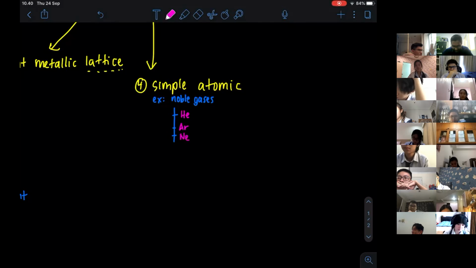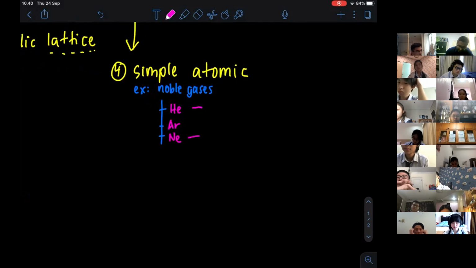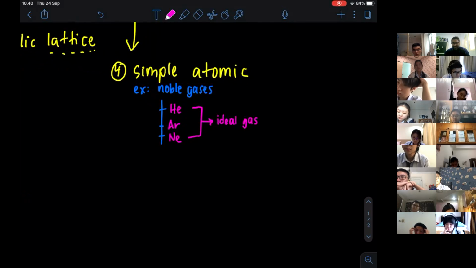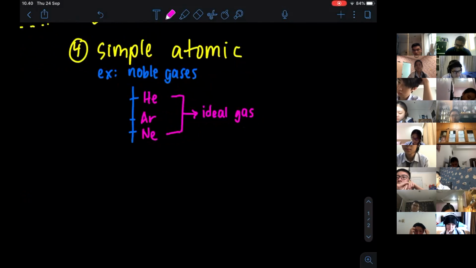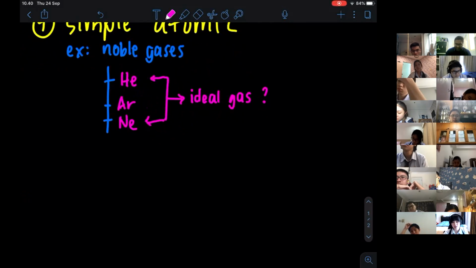Out of these, I think it's good you mentioned helium and neon. Helium and neon are most of the time referred to as closely representing an ideal gas. If I ask you why helium and neon are referred to as closely representing an ideal gas, Frederick, can you explain why they are always represented as very ideal?